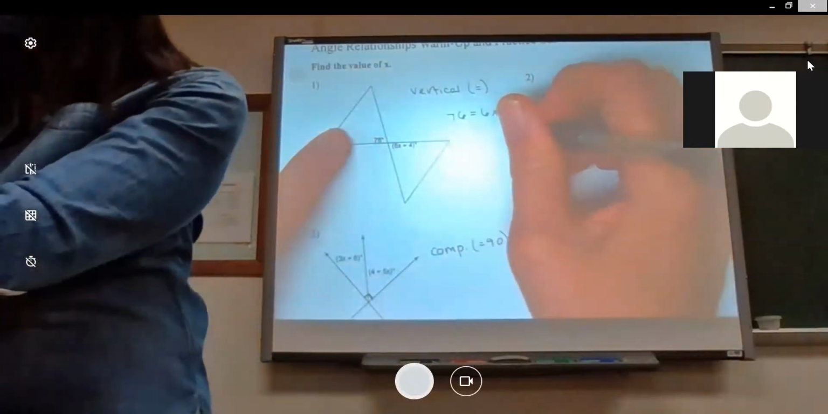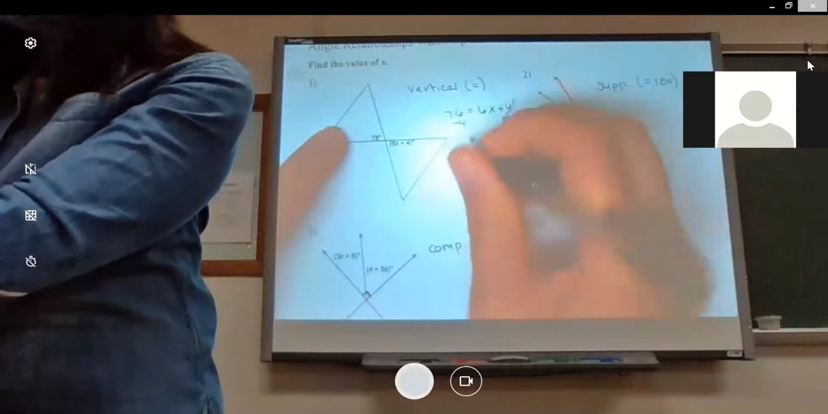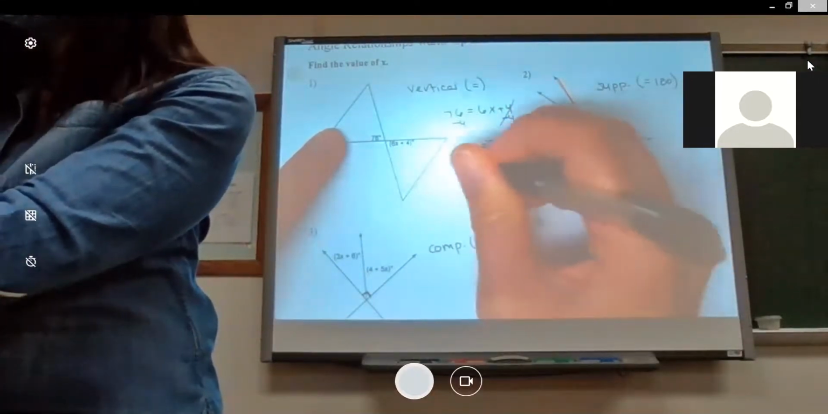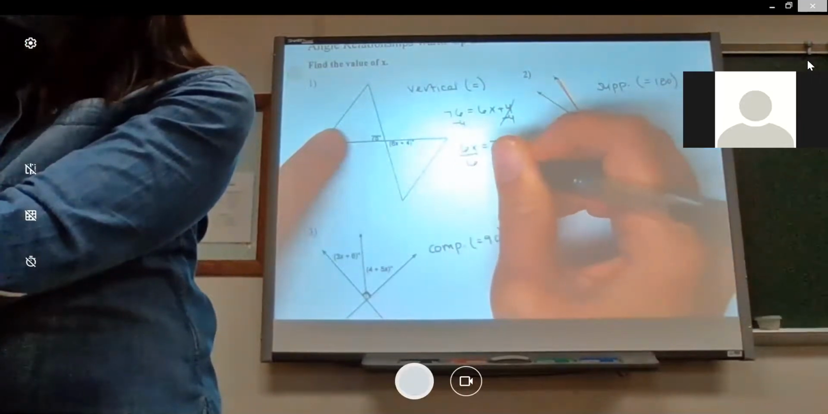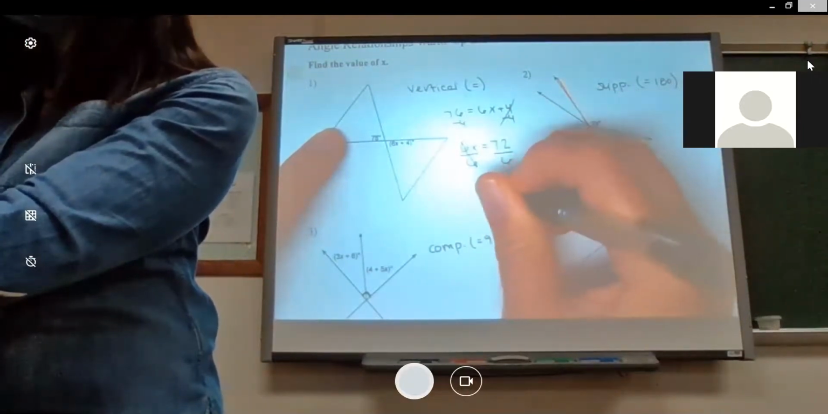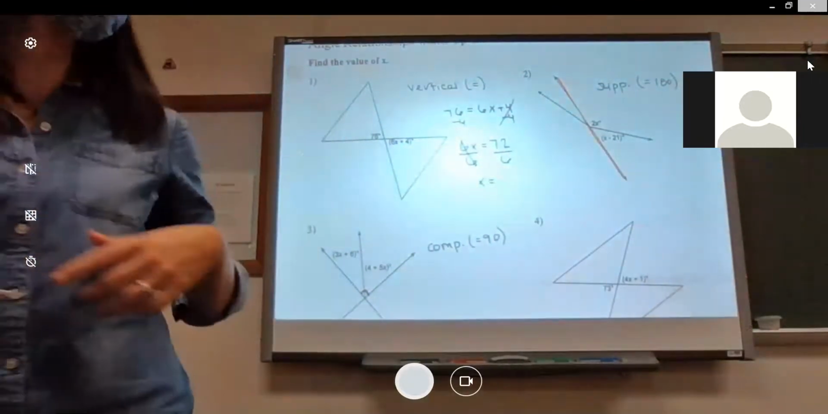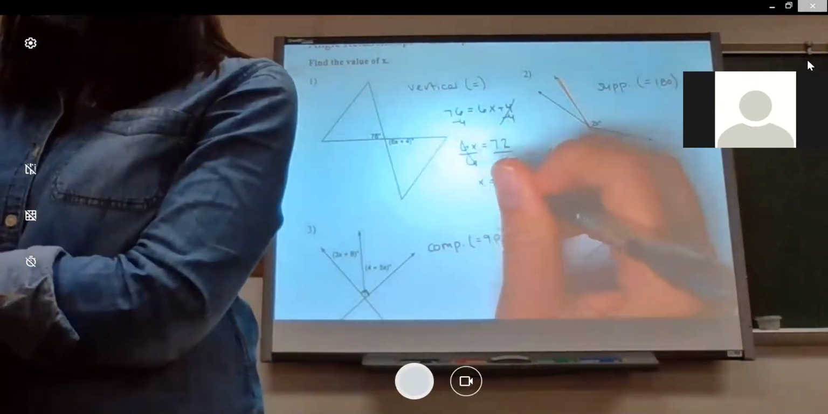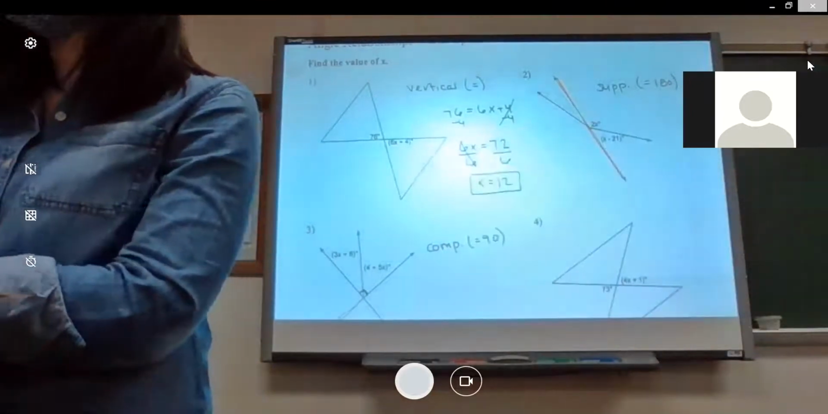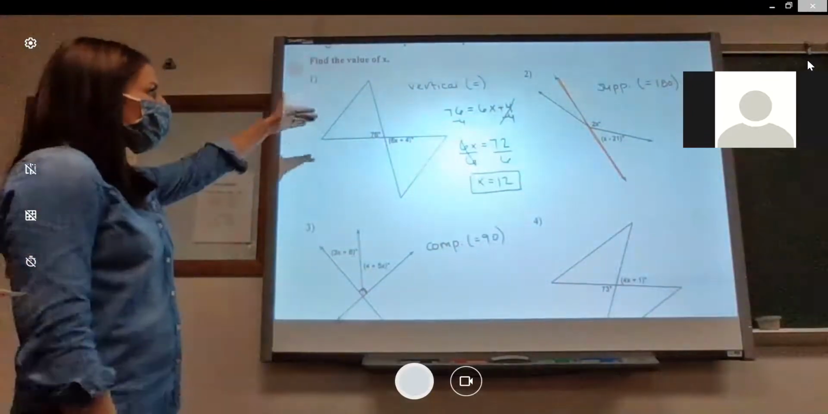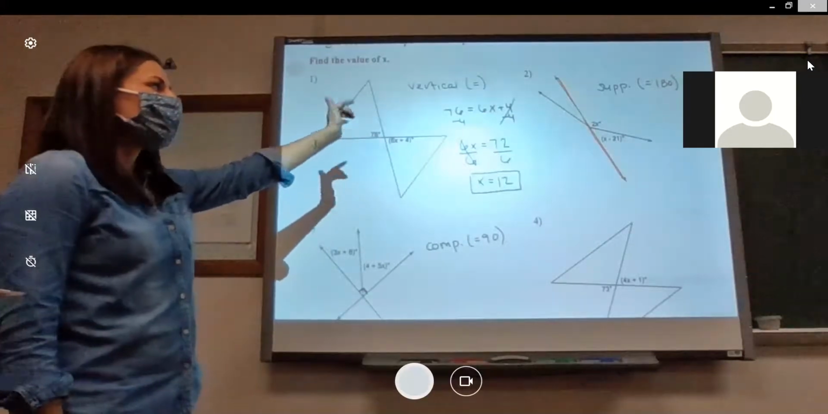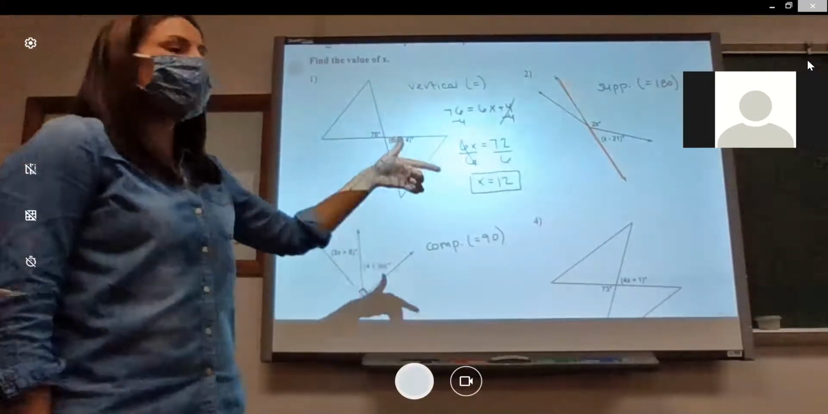Then we solve from there. So I subtract 4, and 6x equals 72. And I divide by 6, and what does x equal? How many times does 6 go into 72? 12. Yeah. So they're vertical, that's my setup. Set them equal to each other.